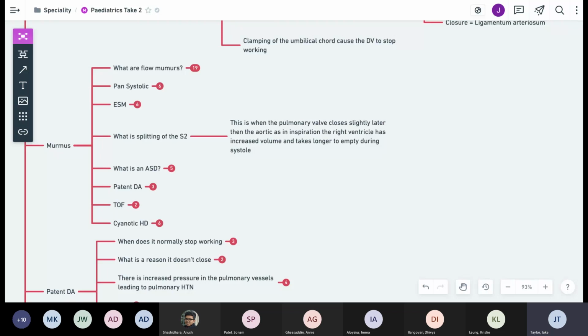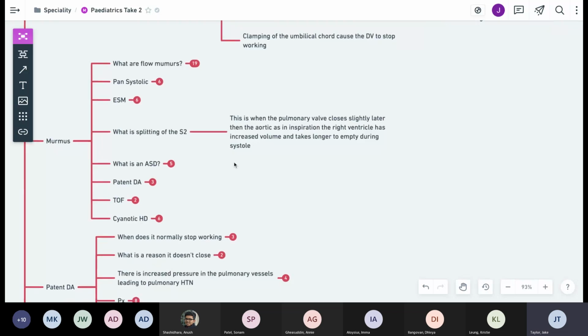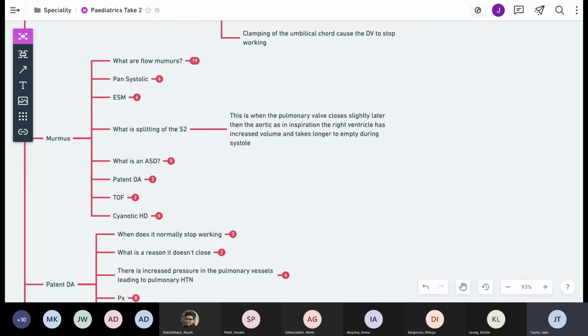left. The valve can't close until the pressure outside the valve is greater than that inside the ventricle, sorry. So that will cause it to close. During inspiration, we increase the amount of blood coming into the right-hand side by decreasing the intrathoracic pressure. That means there's more blood in the right ventricle.